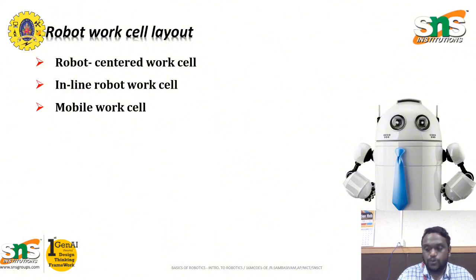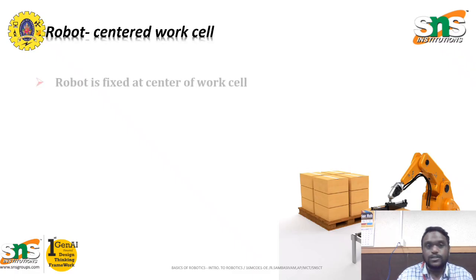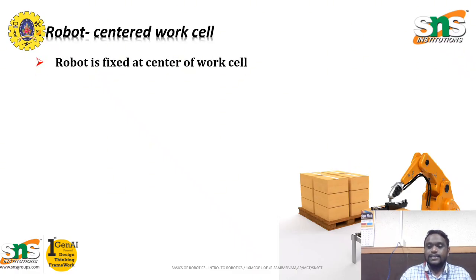So let's move on to the work cells. The first one is the robot centered work cell. As I said earlier, the robot is always fixed at the center of the work cell. As shown in the figure, the robot is used for carrying work materials or packages. The robot is fixed at a particular point and is able to move through 360 degrees. The robot picks the material from one end and transfers it to another end.